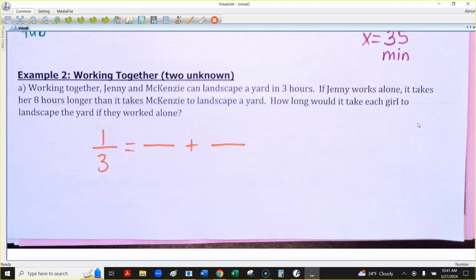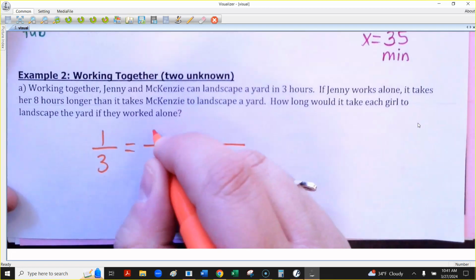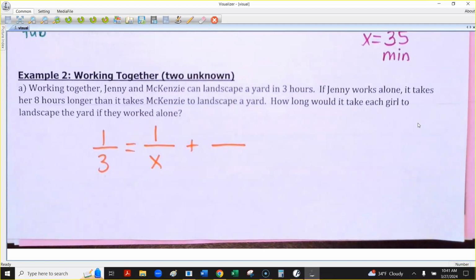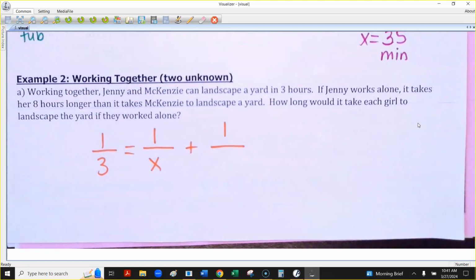Okay, if Jenny works by herself, it takes her 8 hours longer than Mackenzie to landscape the yard. Okay, so I don't know the time for either one. All right, so let's say Mackenzie, I just called her time x. The other girl, it says it takes her 8 hours longer. So we're going to landscape the same exact yard, so keep that one. How would you represent it takes her 8 hours longer? Plus 8, yep. You just do x plus 8. If it takes her 2 hours, it's going to take her 10 hours.